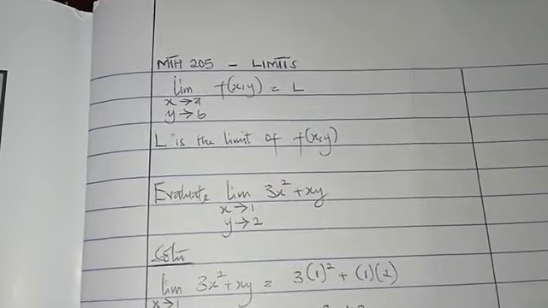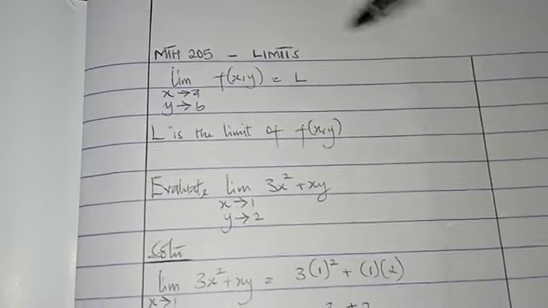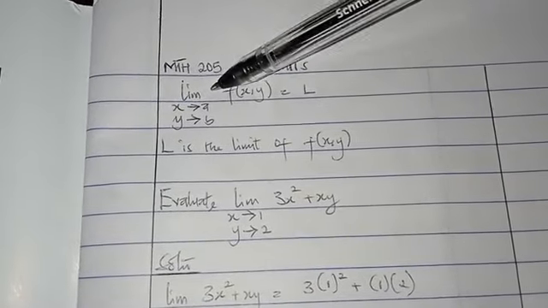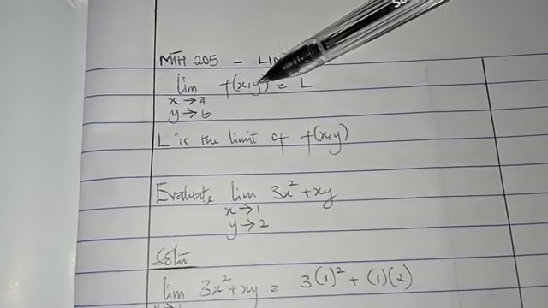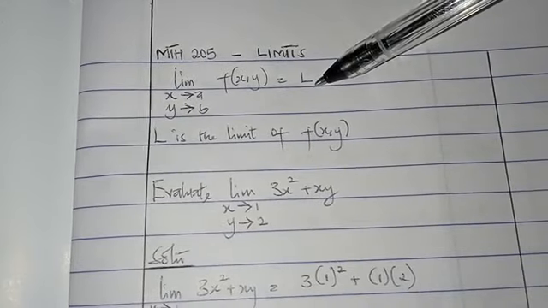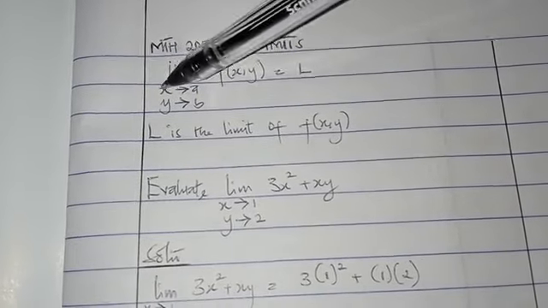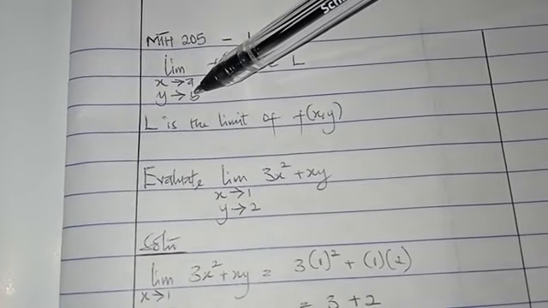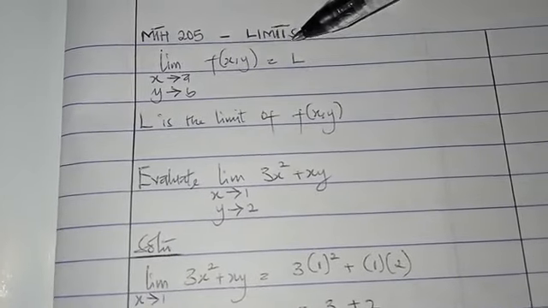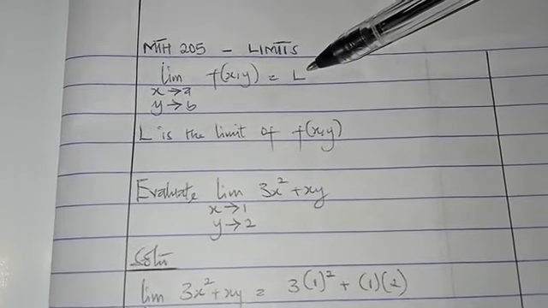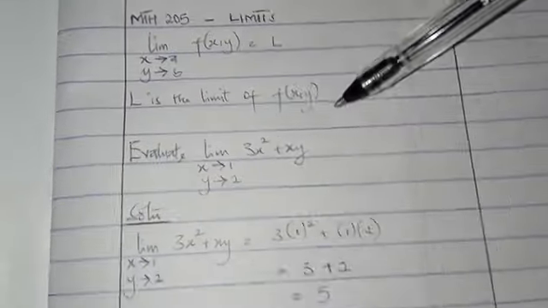For today, we'll be looking at limits. You're given, in this format, the limit as x tends to a, y tends to b of f(x, y) equals L. So you're looking for the limit of this f(x, y) as x tends to a, y tends to b. The limit of this f(x, y) as x tends to a, y tends to b is L.